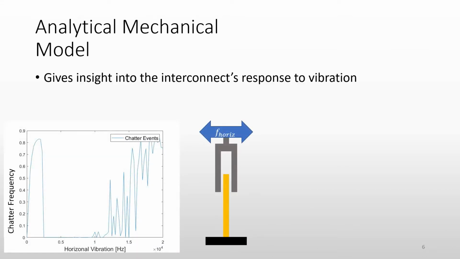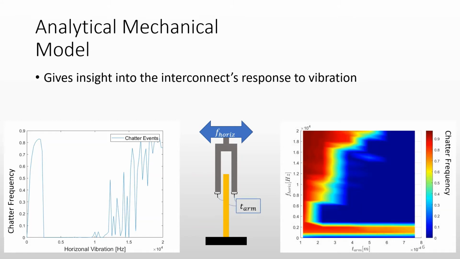The analytical model gave us some pretty good insight into how this system would respond to vibration. On the left, we're starting to see a chatter frequency. And chatter in this system is defined as when both the left and right arm are disconnected from the pin, preventing the flow of a signal. And what we see here is that as we change the frequency, the amount of chatter changes. And the system currently does a really good job at preventing chatter in a range from 1200 to 12,000 hertz. But outside of that range, it's very susceptible to signal loss.